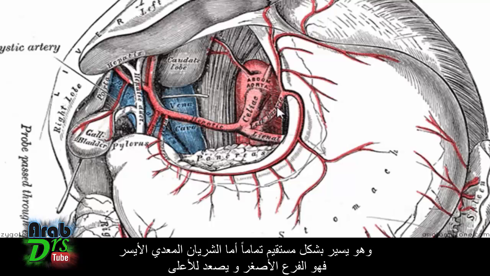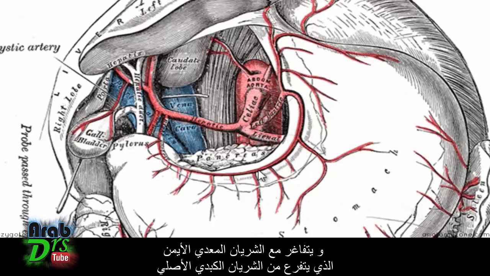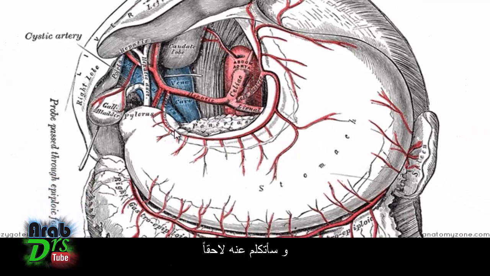Left gastric artery is the smallest branch. It ascends upwards and gives off esophageal branches, which supply the distal esophagus, and then it curves around on the lesser curvature of the stomach and anastomoses with the right gastric artery, which comes off the common hepatic artery, which I'll come on to talk about.